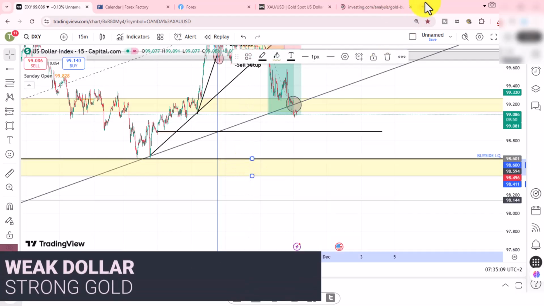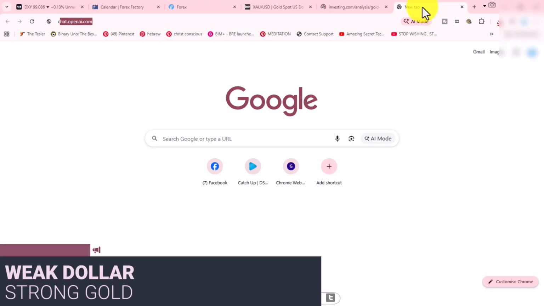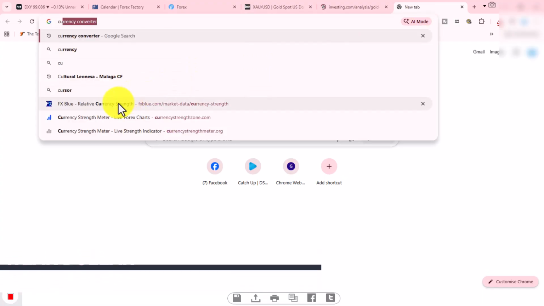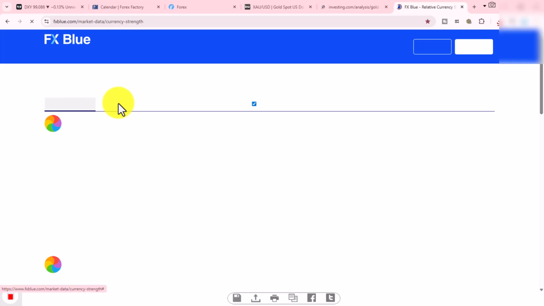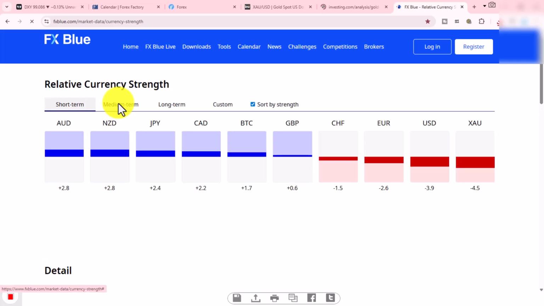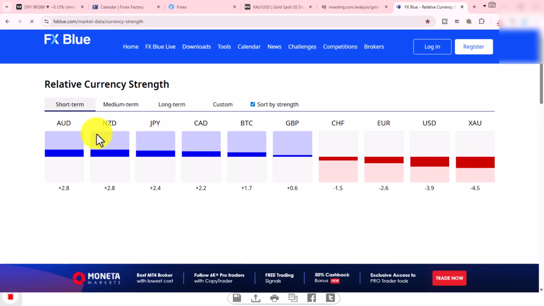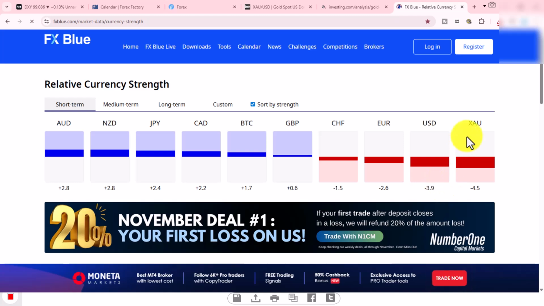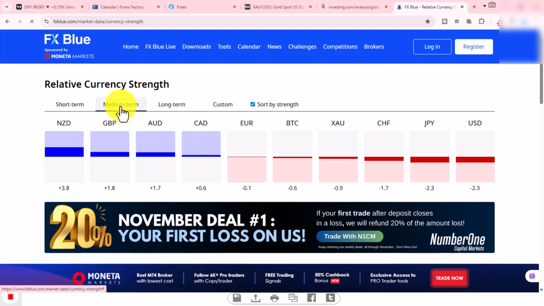Let's see how it's weakening. US dollar, and short term it's on minus 3.9. Gold is on minus 4.5 currently. This is because today gold was dropping in the morning. So let's see what it's doing currently on the medium term.